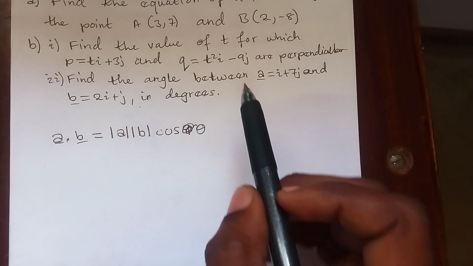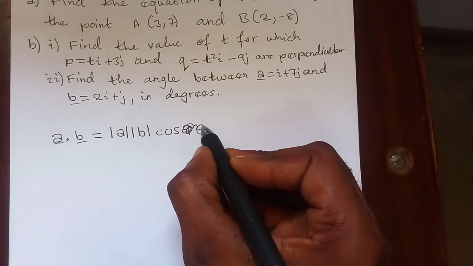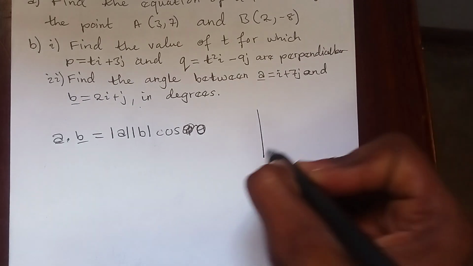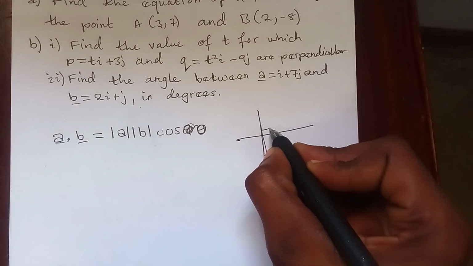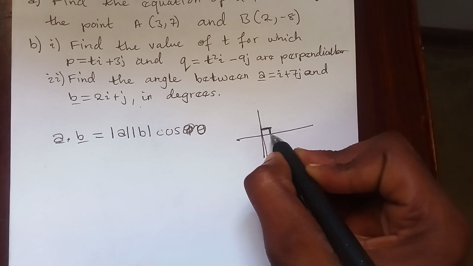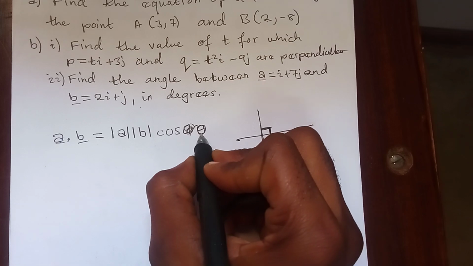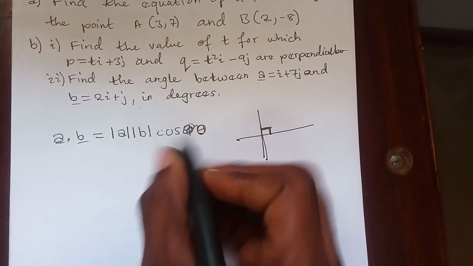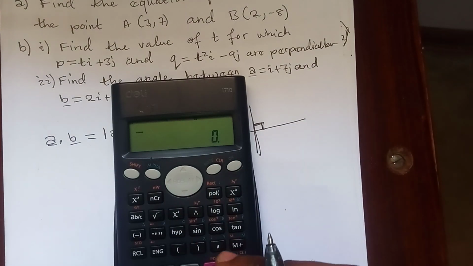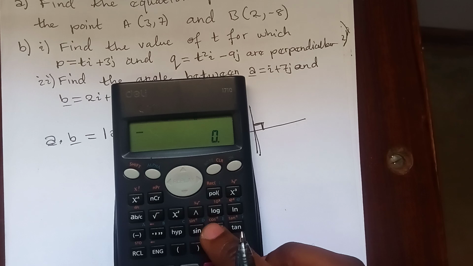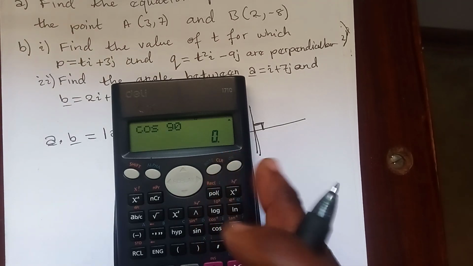Yes. So now when two vectors are perpendicular to each other, it means the angle between them, let's say one vector is like this, the other one is like this, it means this angle here is 90 degrees. So where you have theta, you can just put your 90 degrees. And once you put your 90 degrees, you know from your calculator, if you haven't memorized it, that cos 90 is 0, as you can see.